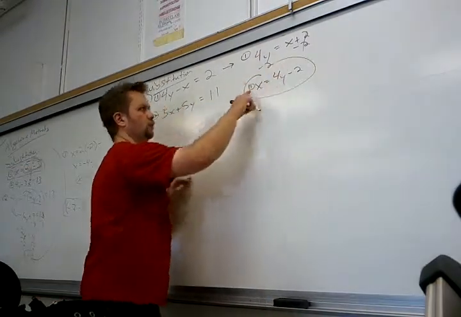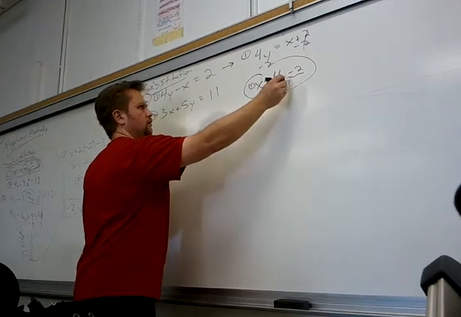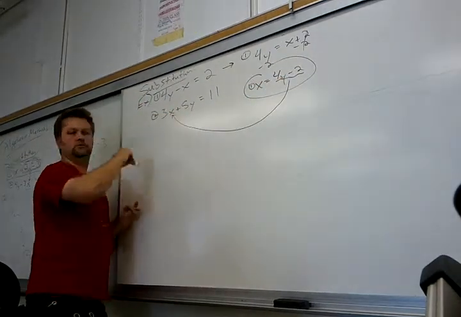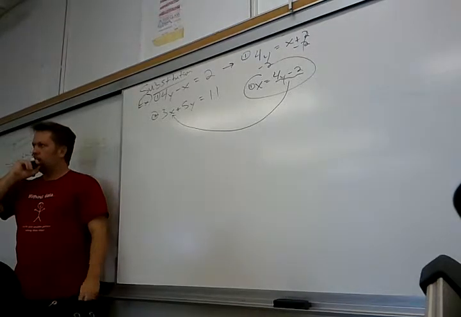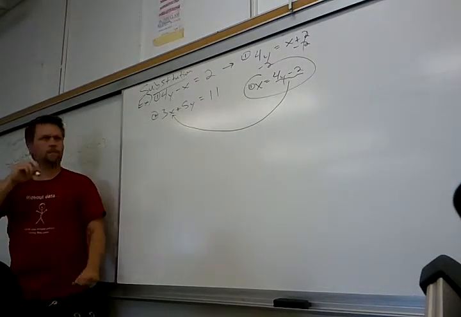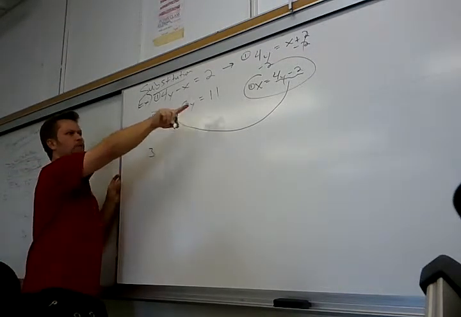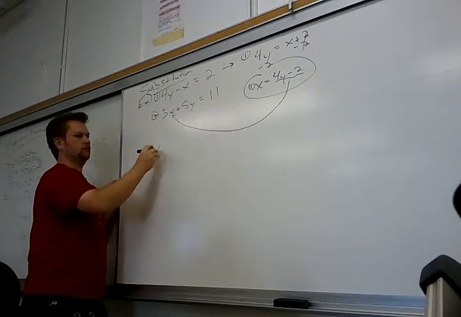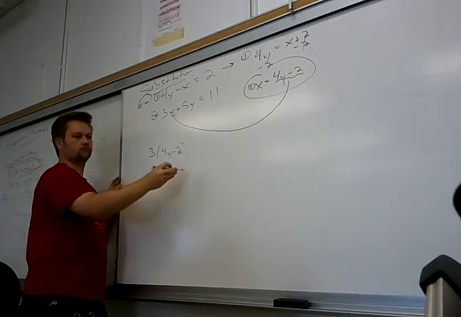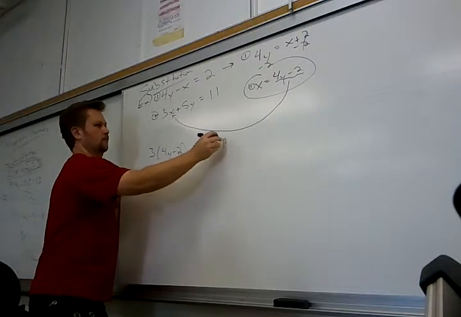Here's a piece of information number 1. Where do I want to plug this? You plug it into the second equation. So you have 3 times 4y minus 2, plus 3 times x, but what's x? 4y minus 2. Plus 5y equals whatever.